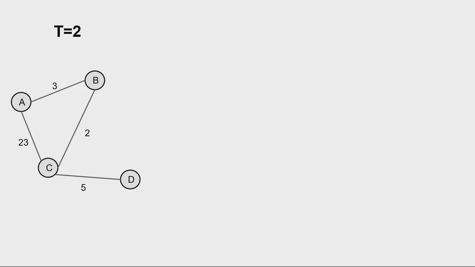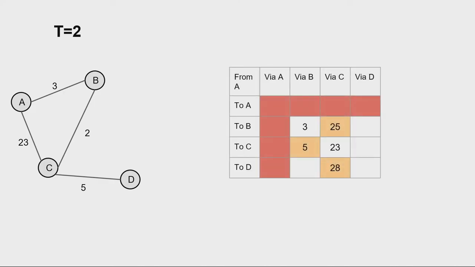In second iteration, every node gets distance information about those nodes that are two hops away. The yellow cells in this table denote the distances populated in this iteration, whereas white cells denote the distances populated in a previous iteration. That is, A now knows that there is another route to C via B, which costs only 5 units. So, it updates its routing table accordingly.